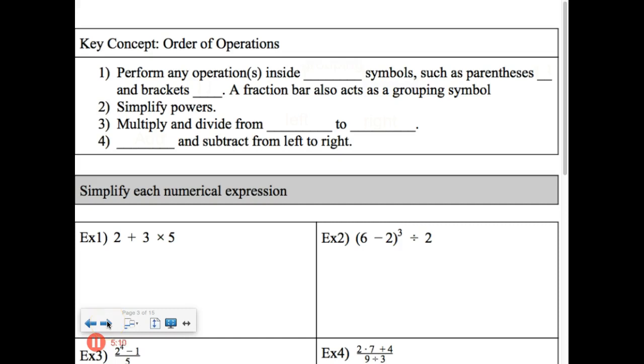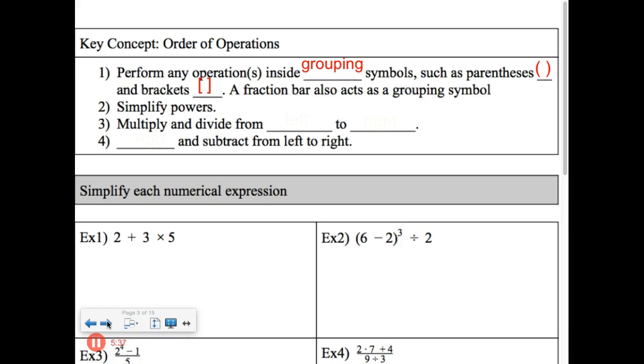So we know order of operations, that P comes first, the parentheses comes first. So you're always going to perform any operations inside the grouping symbols first, such as parentheses and brackets. That's always what comes first. A fraction bar also acts as a grouping symbol, and I'll talk a little bit more about that when we get to one of those problems.